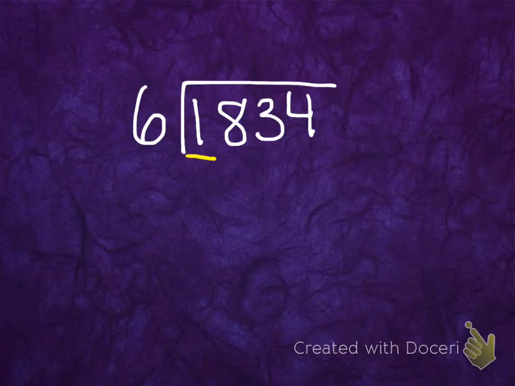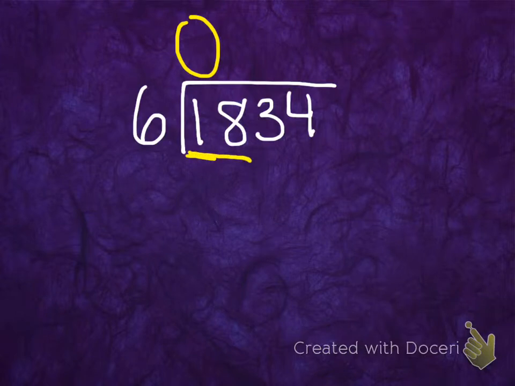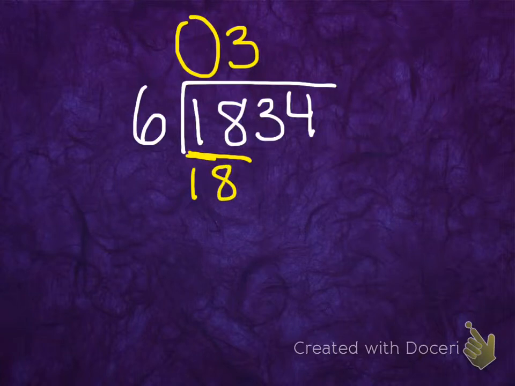Here we go. If I have the number 1, that means I have 1 apple. Can I put that 1 apple into groups of 6? No, there's not enough. So remember, every time we say no, we must put a 0 above it. Then I'm going to move over to my next number in my dividend. Now I have 18. 6 times what will give me 18? If you said 3, you're correct, because 6 times 3 is 18. We're going to subtract and get 0.